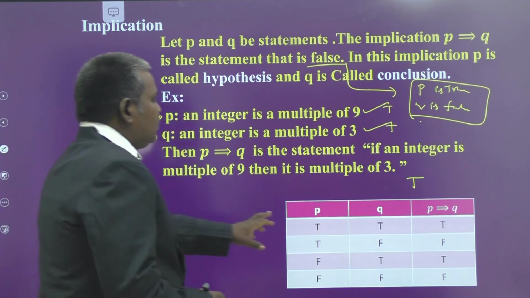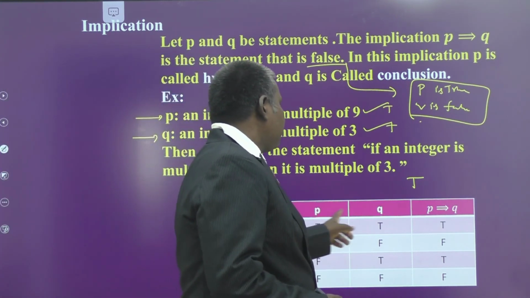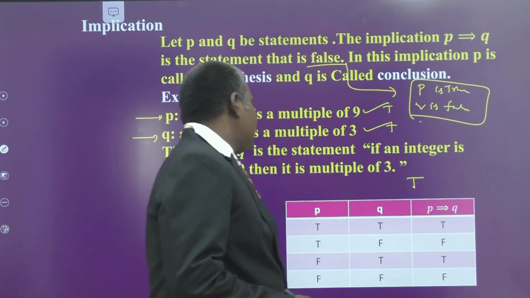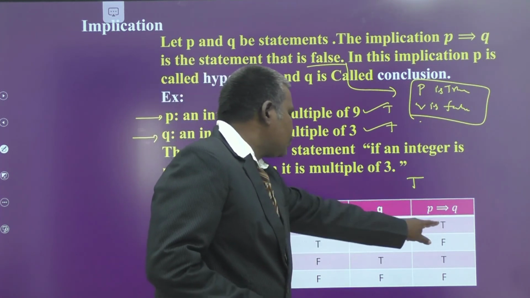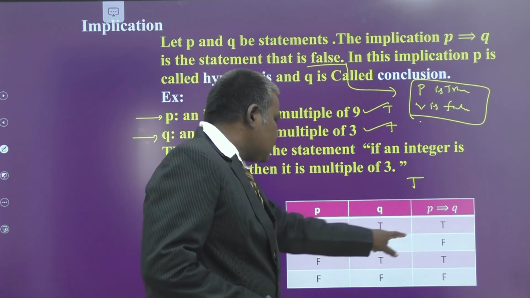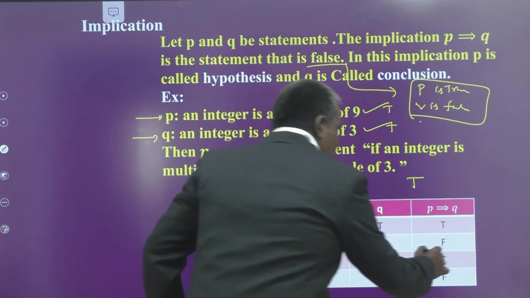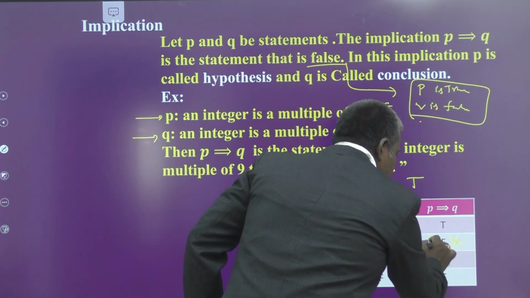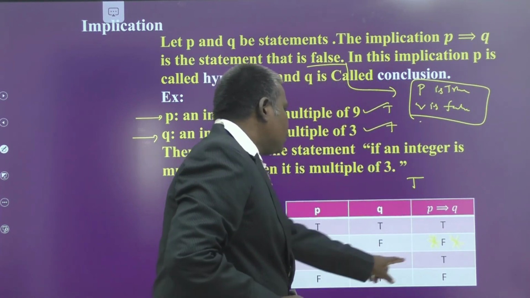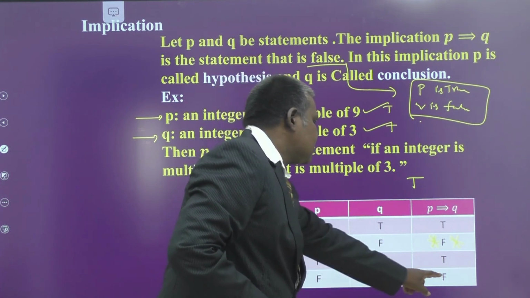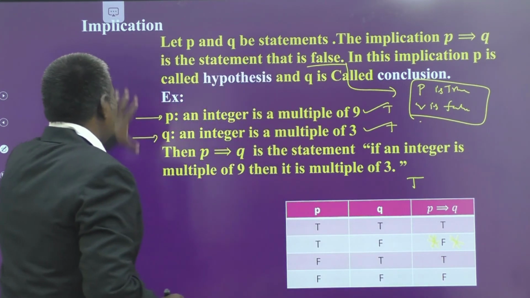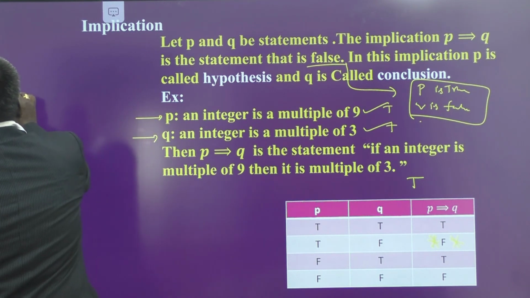Next, this is the truth table. P and Q, P implies Q. True, true, true. True implies false, false statement. This is the one and only case for false. False, true, that is true. False, false, that is true. This is implication. Okay.